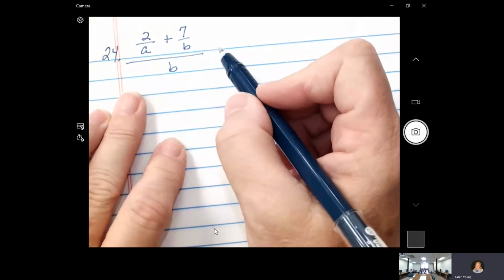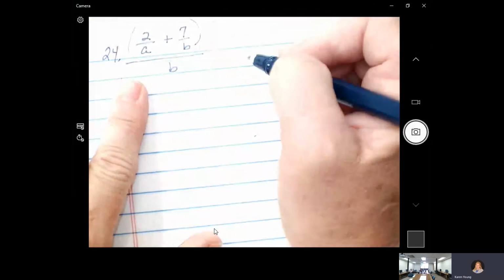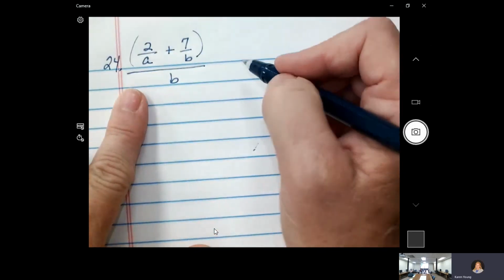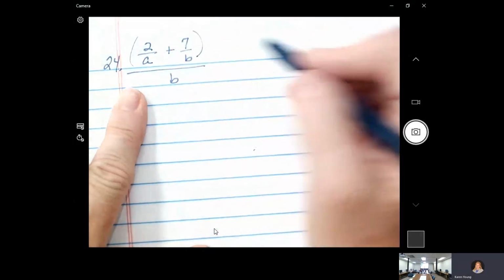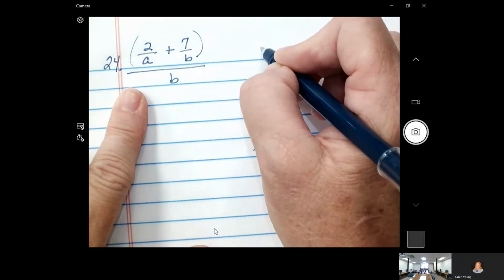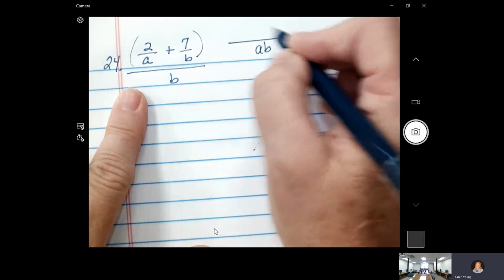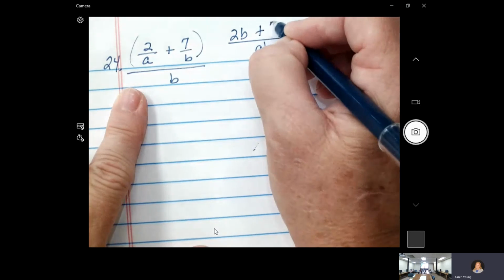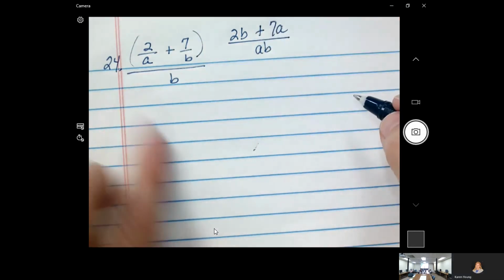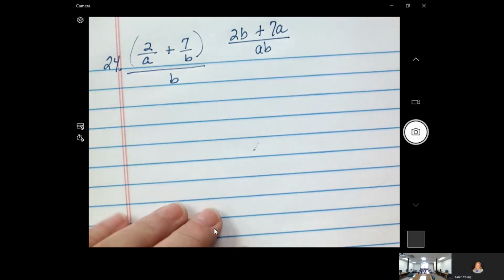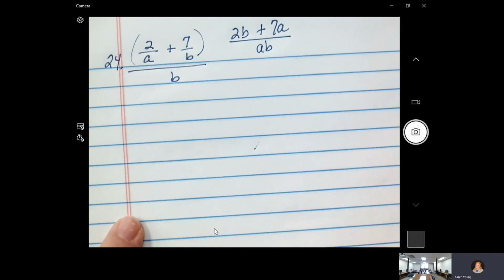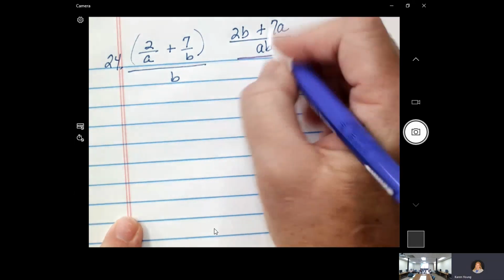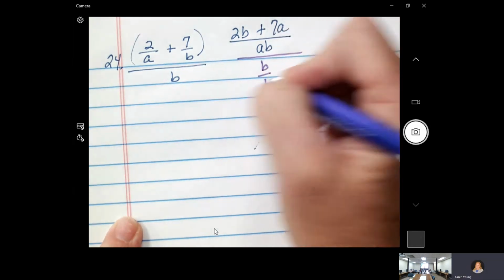All right, same thing we did a while ago. We're only looking at this top. Not going to worry about the fact that it's over b. So get your common denominator, do your butterfly, where I have ab on bottom, 2b plus 7a on top. And I'm going to write it as b divided by b over 1.